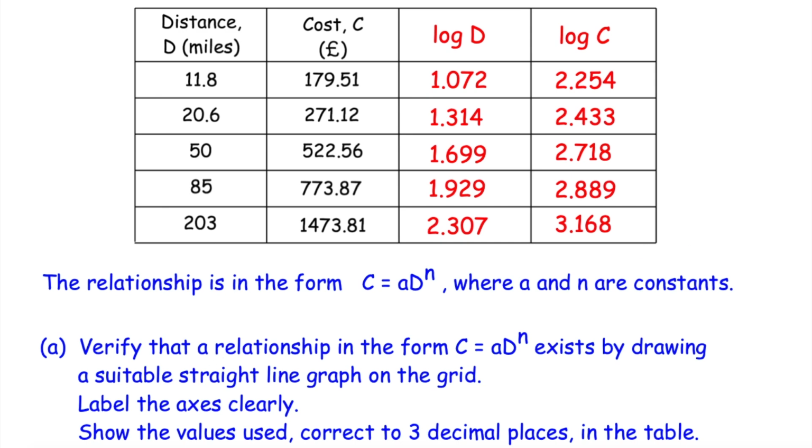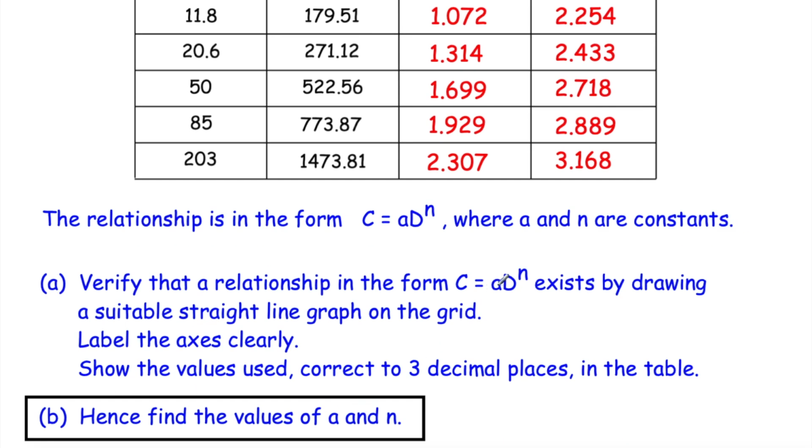Let's have a look at part B. Part B says, hence find the values of A and N, the values of those two constants. In part A, we've shown that this relationship exists. Now we need to find the values of A and N.